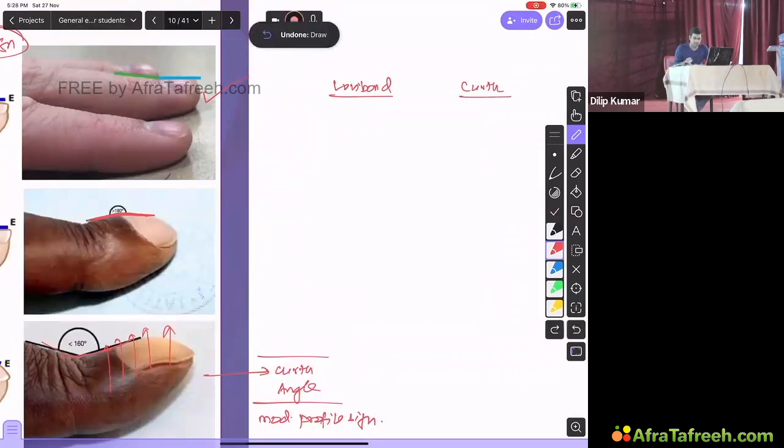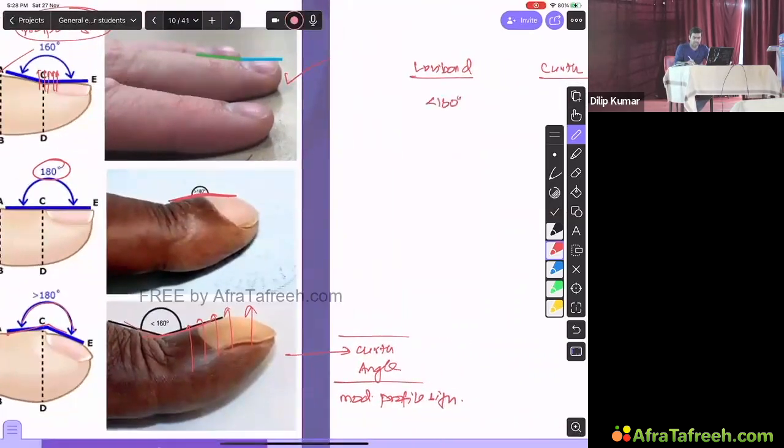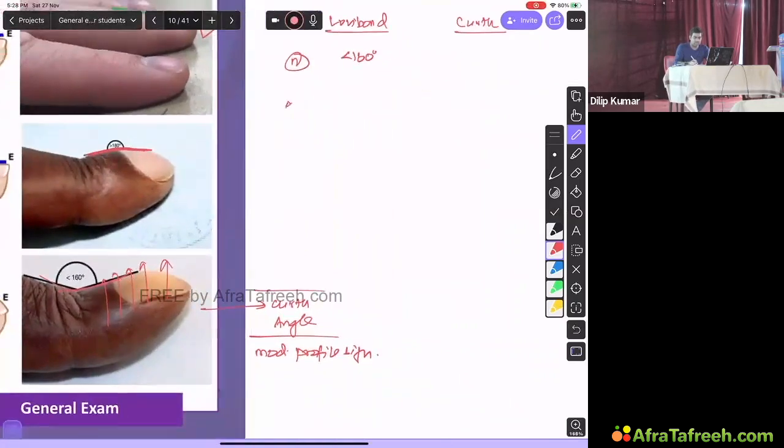Sorry, normal Lovibond angle is less than 160 degree. Okay, that is normal. That is normal Lovibond angle. What is abnormal? If it is more than 180 degree, especially, it is considered to be abnormal.